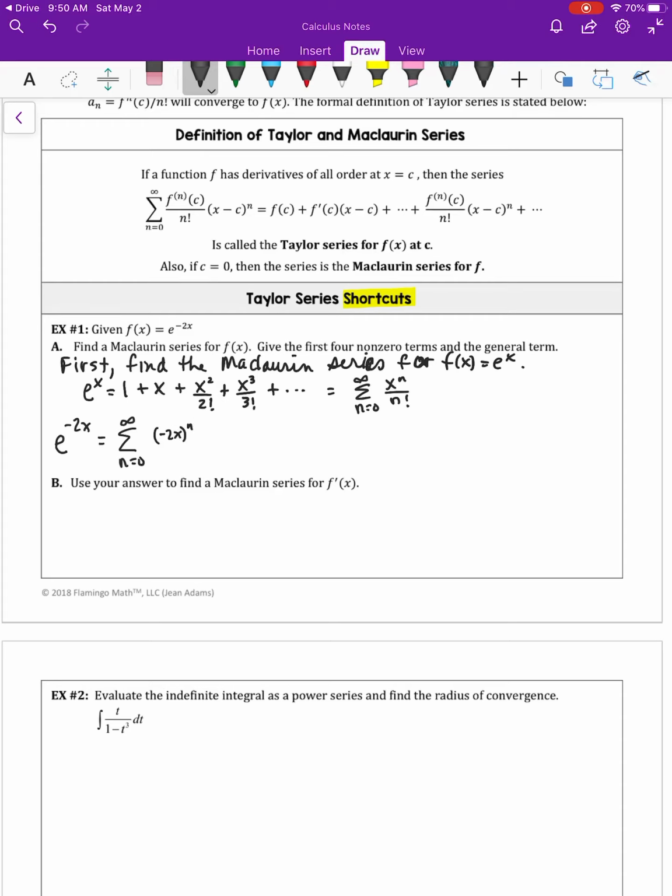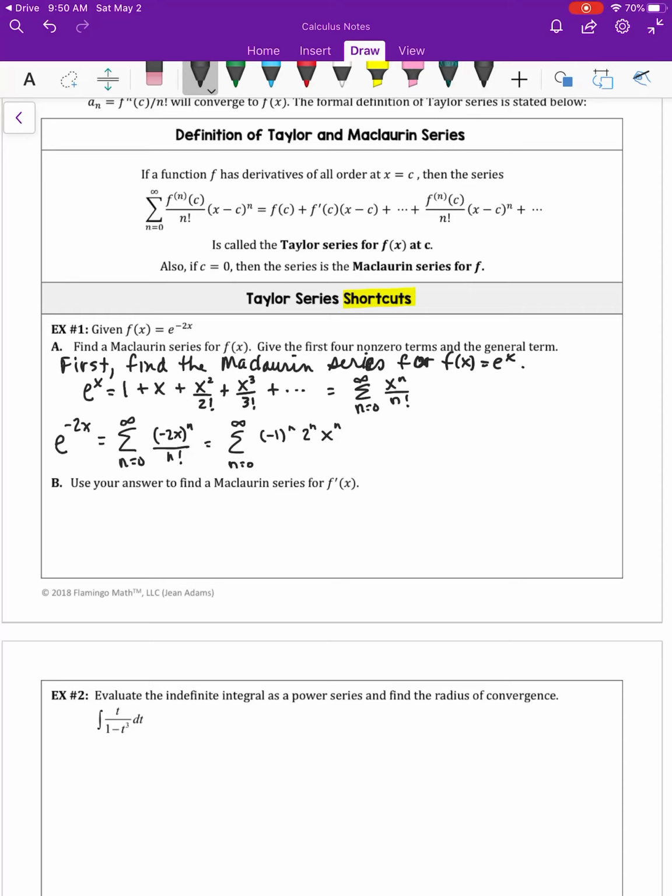But now we can just use substitution here. We know that this is now equivalent to the summation n equals 0 to infinity of negative 2x to the n over n factorial. So you can just put that negative 2x in for x.